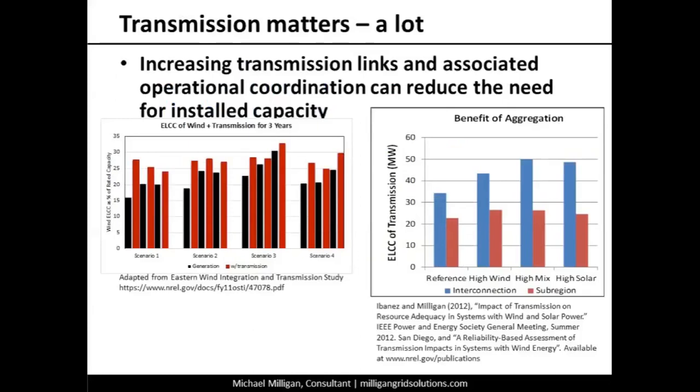Transmission matters a lot. I think these slides will be distributed so you can chase down some of these, but we did some work when I was at NREL looking at how much avoided capacity we could achieve if we had perfect transmission and operational coordination in the West. That's what you see on the right, and it's a big number. We're talking 30, 40, 50 gigawatts of generation.